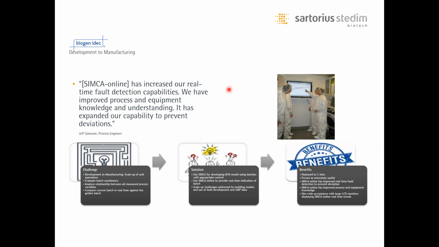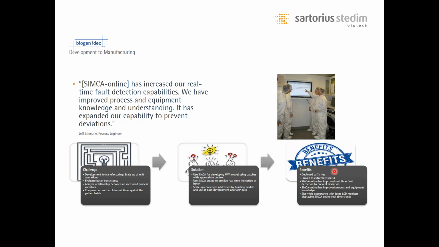Origin IDEC is another company that has used Simca Online for a long time in their manufacturing environment. They use this for scale up and comparing different scales. Simca and Simca Online can be good for that, particularly Simca. They use it for evaluating batch consistency and to analyze the relationship between all the measured process variables. That's sort of an offline activity. And then, of course, to compare the current batch in real time against the golden batch trajectory. So this is the real-time fault detection and root cause analysis.